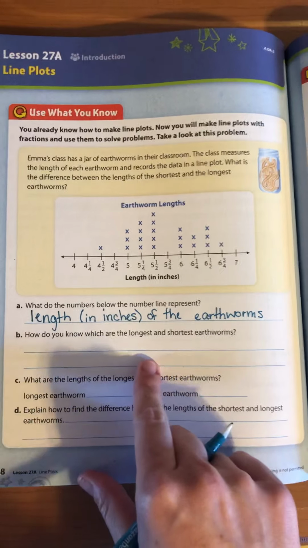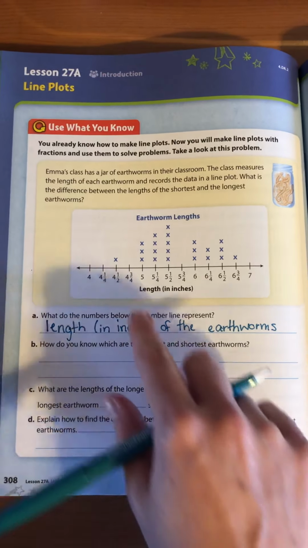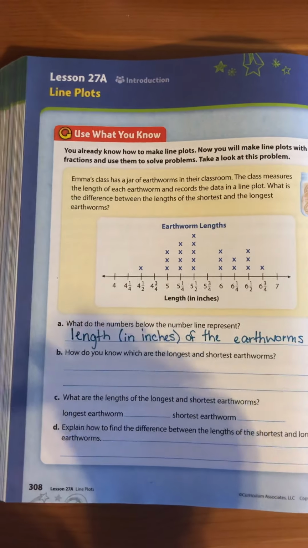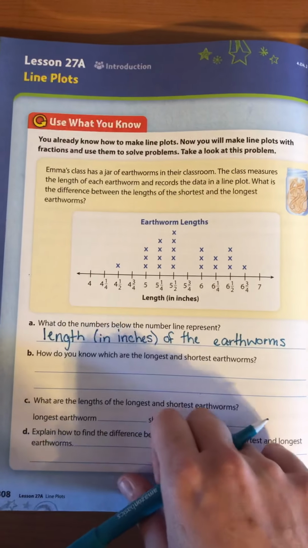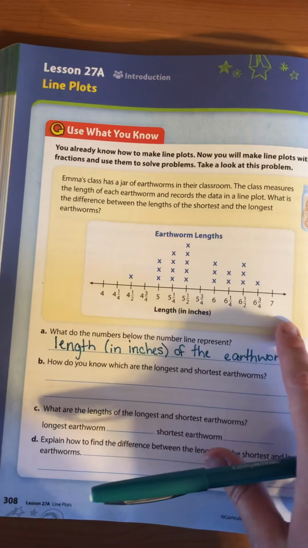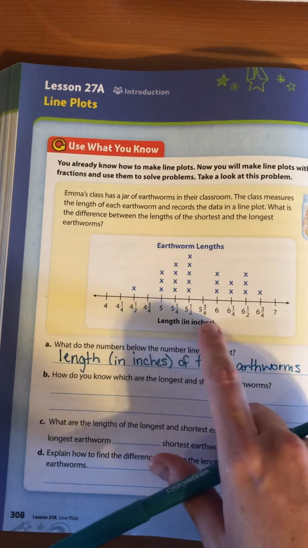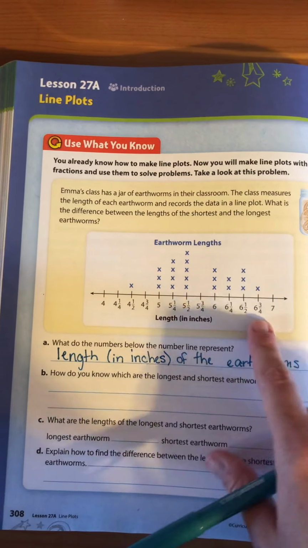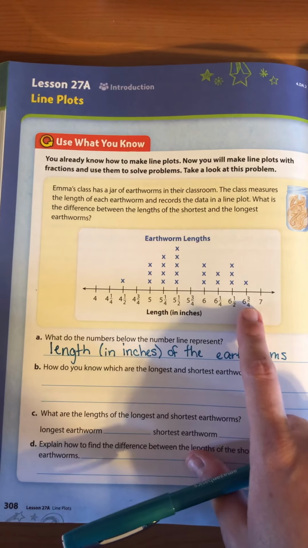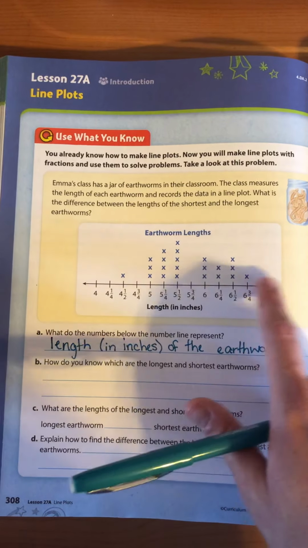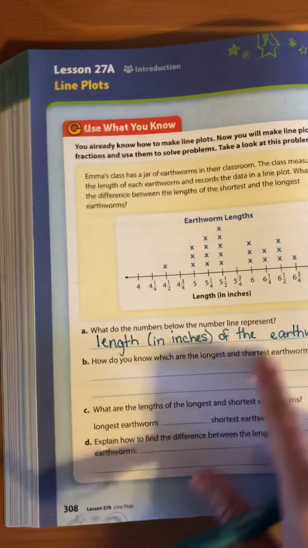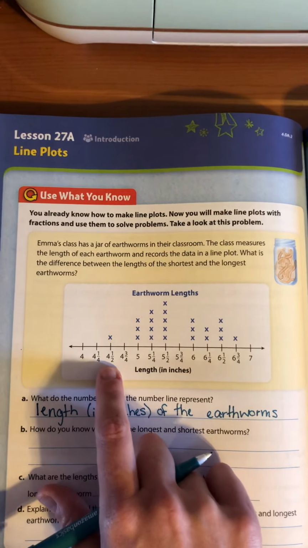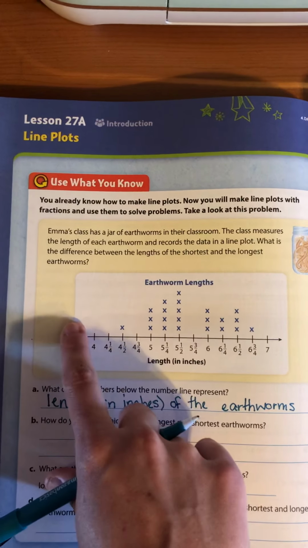How do you know which are the longest and shortest? Each one of these X's on the line plot stands for one worm. Each X stands for one worm. So if we're looking at our numbers, do you notice that they keep getting bigger and bigger? Well, when we look at our X's, the last X is on 6 3/4 inches. That's our longest one. That's the biggest. We don't have one bigger than that. Okay? Our shortest, we go the opposite way. We don't have one smaller than 4.5 inches. There's no more X's this way.